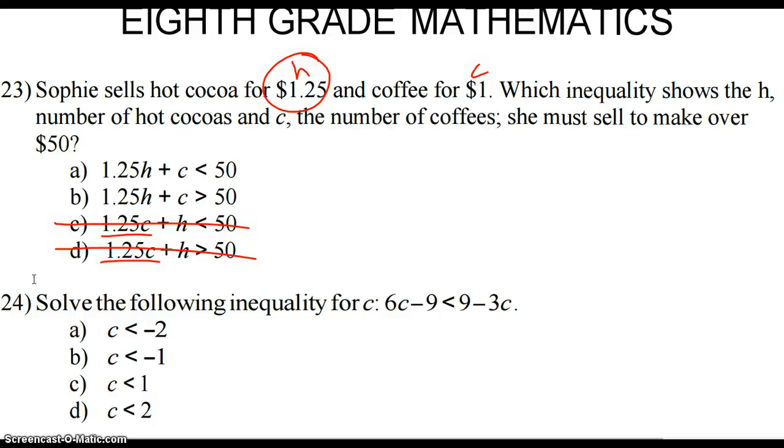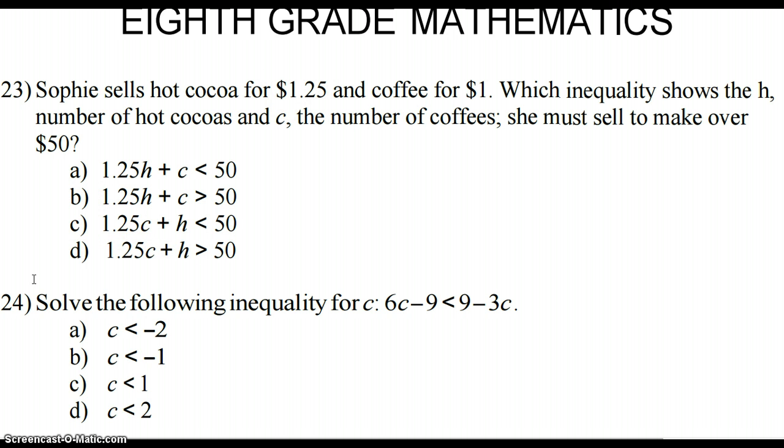And then the only other thing we need to figure out is, well, if she's selling both of those at the same time at the price that they're there for, that would mean $1.25 times H, or however many hot cocoas there are, plus $1 times C will be the total amount that is sold. So all we need to figure out here is which one of these represents making more than $50. She wants to make over $50. Well, we would want this to be greater than $50. So B is the correct statement there, okay? Because we want that to be over $50. So that's how we would set that one up.